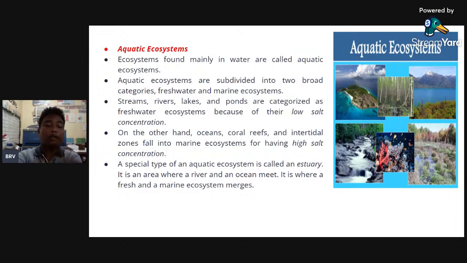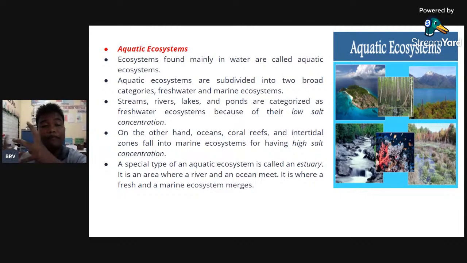Now aquatic, from the word aqua. Ecosystems found mainly in water are called aquatic ecosystems. So all the ecosystems that are found in water are called aquatic ecosystems. Aquatic ecosystems are subdivided into two broad categories: the freshwater and the marine ecosystem.